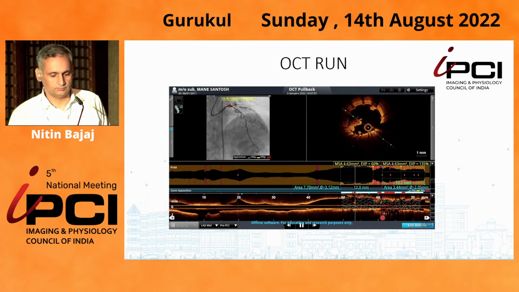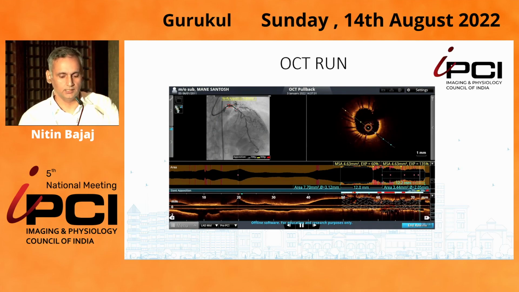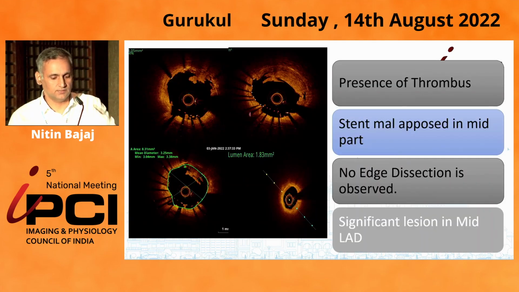We can see some thrombus in the stent. The expansion at the distal end of the stent is less, and there are some areas of malapposition in the stent. So after this knowledge that we gained on the OCT, this is the cross section where you can see the malapposed struts, and this is the tightest lumen area of around 1.83 at the mid LAD. So definitely significant, less than 1.98.